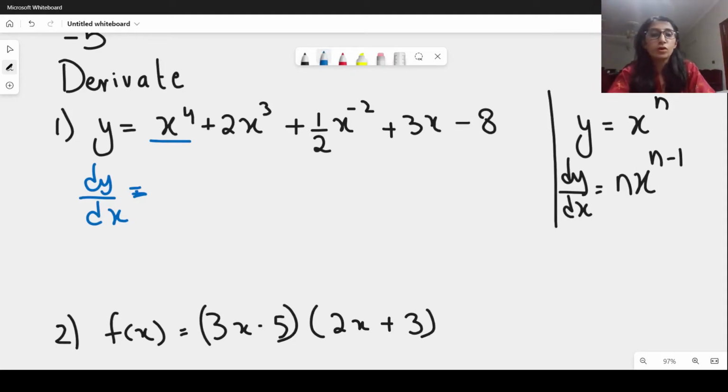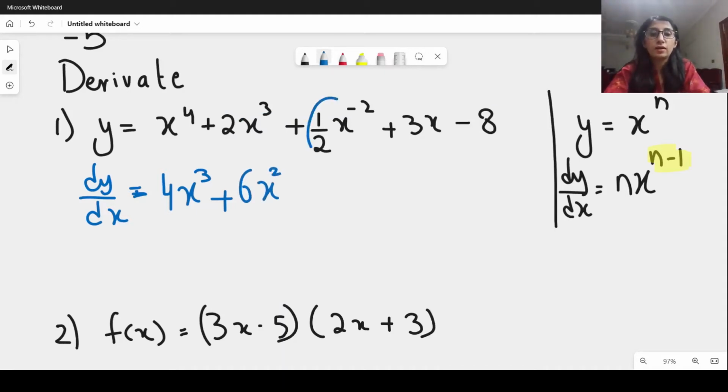x power 4, 4 will come down. There's already 1 over here. So 4 will get multiplied with the coefficient of x power 4. So 1 times 4 is just 4x. And then the power gets reduced by 1. So the original power was 4. Now it's going to become 3. Plus, 2 and 3 are going to get multiplied. We get 6x. The power will get reduced by 1, so 2.